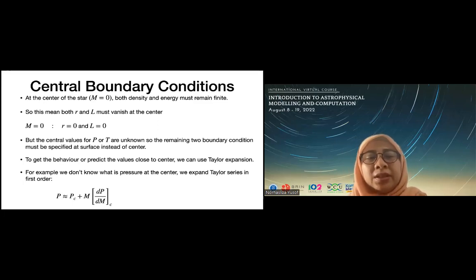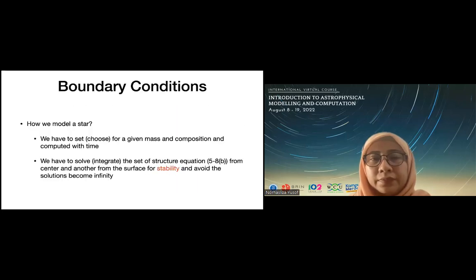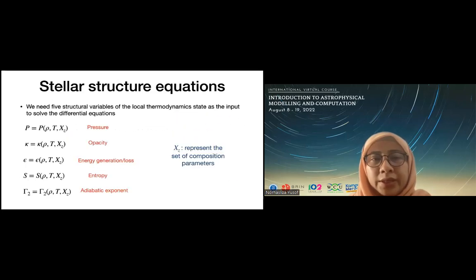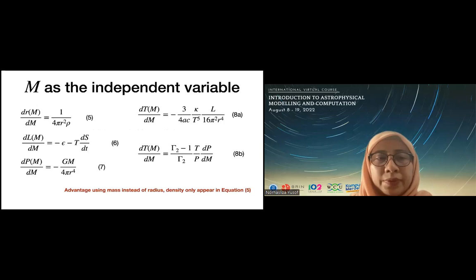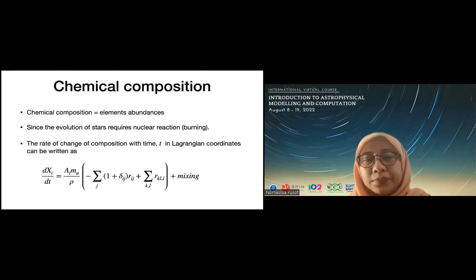So in order for us to get the behavior or predict the value close to the center, we can use a Taylor expansion. When we want to use a Taylor expansion, it means that we expand our equation. We have to integrate first. For example, I go back to this equation, the pressure equation. We have to integrate our equation.